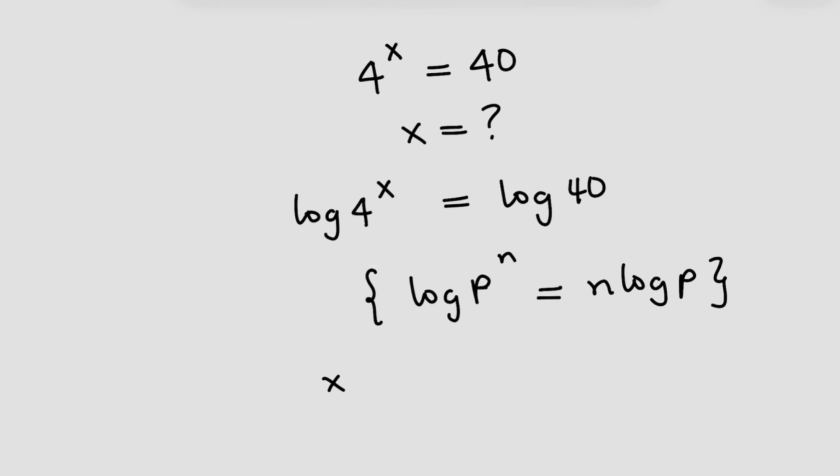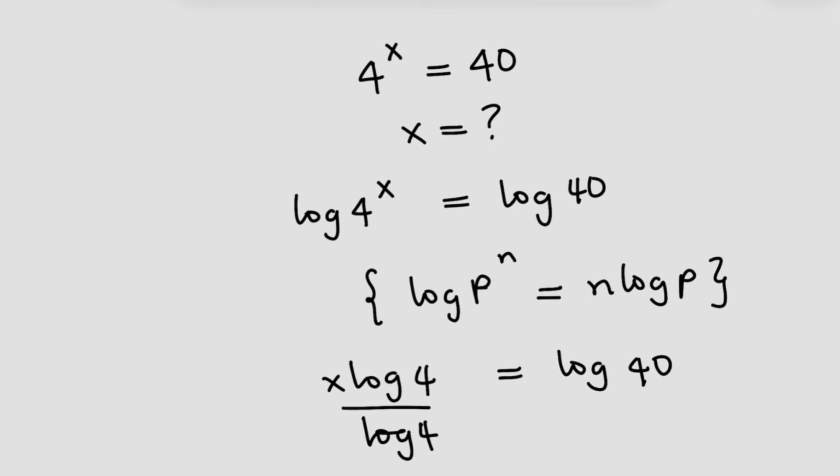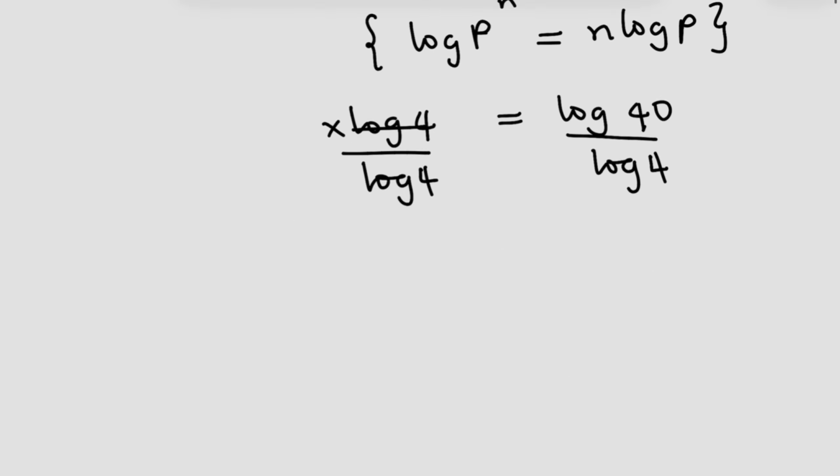This will give us x log 4 is equal to log 40. And then we can divide through by log 4. X will be equal to log 40 divided by log 4.